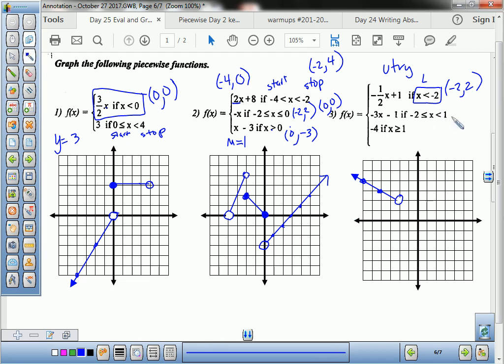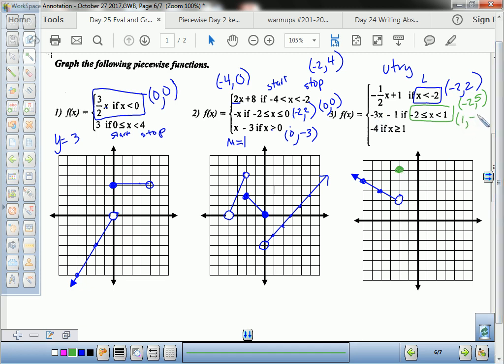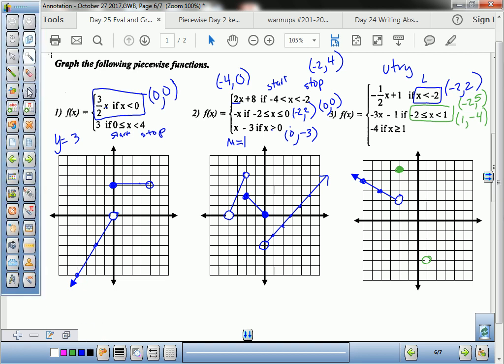All right, the second piece, I'm going to change colors this time. This second piece right here has a start and a stop. So if we plug in -2, we get out 6 minus 1 is 5. So we're going to have a closed circle at -2, 5. That's my start. My stop, I plug in 1 and I get out -4. So I'm going to have a stop at 1, -4. Now that's going to be an open circle because there's no equal to here. And then we will connect the dots.